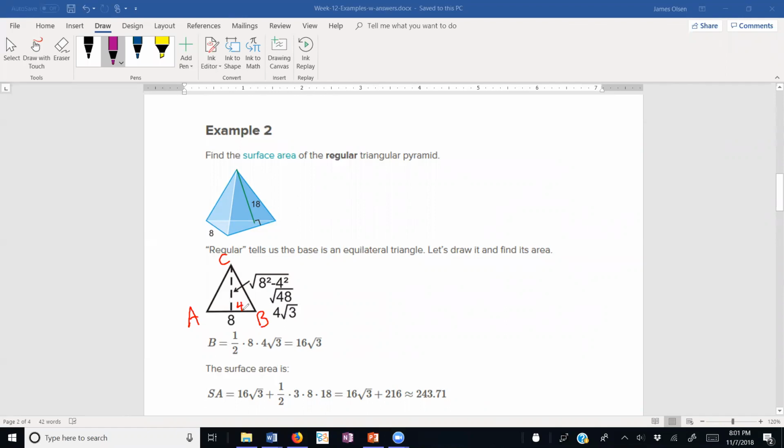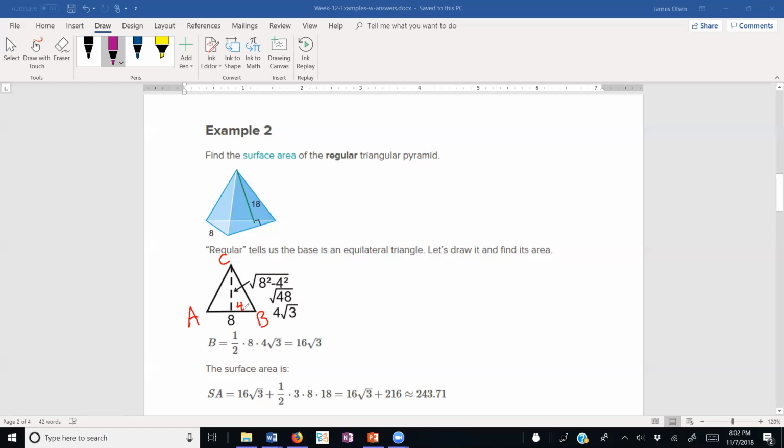Now, this is an equilateral triangle because our base is regular, which means half of it is a 30, 60, 90 triangle. And the relationship between the short leg and the long leg is short leg times root 3 gives the long leg. But you can also apply the Pythagorean theorem to get root 48, which is 4 root 3. So the area of the base then is 1/2 base times height, 1/2 times 8 times 4 root 3 is 16 root 3. This is our capital B. And then the surface area, this particular author did not write down the formula for surface area. It's the area of the base plus 1/2 PL. There's the area of the base, 1/2 P, which is the perimeter of the base, will be 3 times 8. And L is the slant height, which is 18.